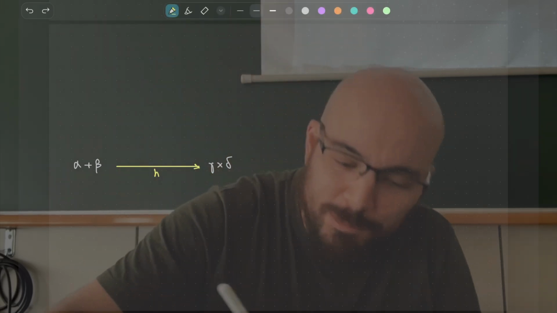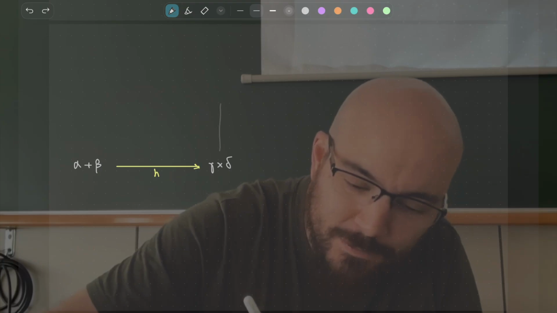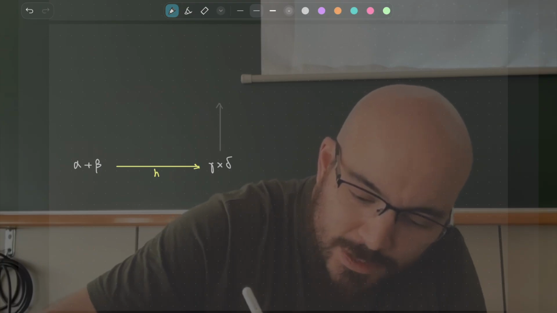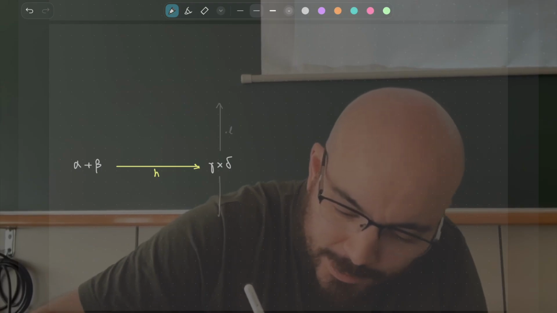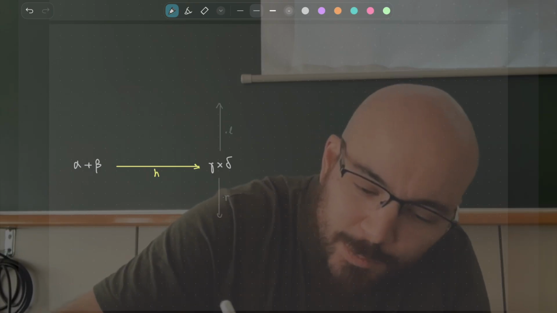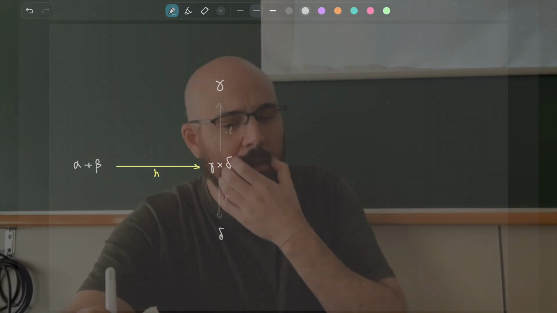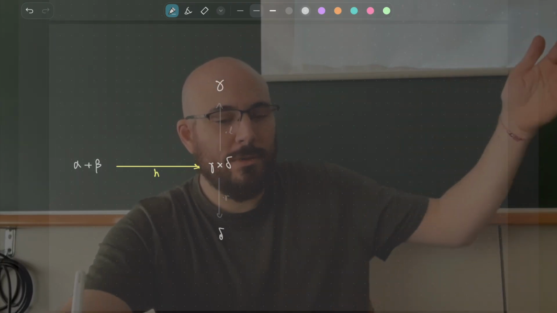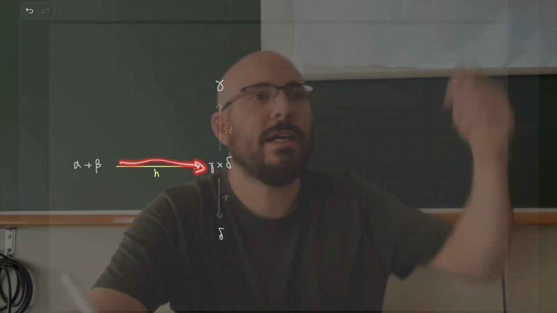First of all, you have to remember that the product comes together, whether you want it or not, with two projections, which is the out left and the out right, which gets you to gamma and delta. And you say, okay, and now you can remember what kind of extra tool you have if you want to find a way to get inside the product.